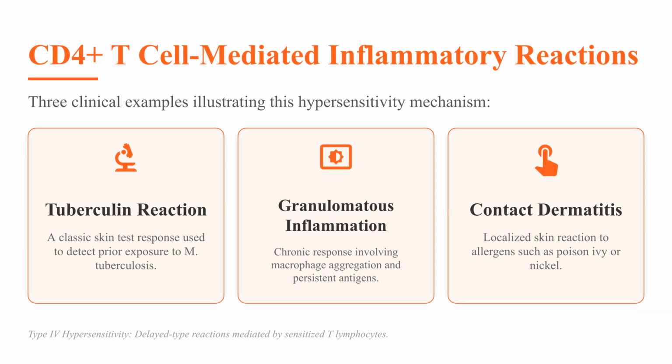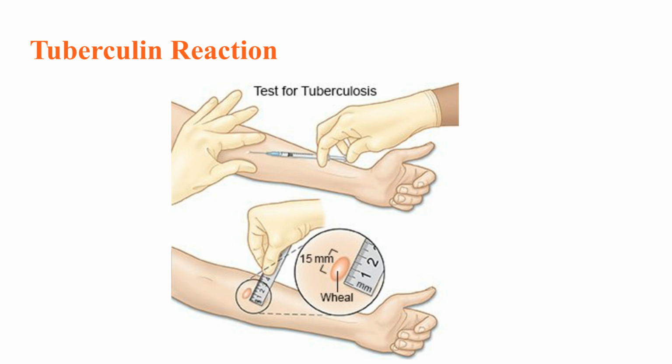We will now look at three classical clinical examples of the CD4 positive pathway: the tuberculin reaction, chronic granulomatous inflammation, and contact dermatitis. So first, starting with the tuberculin reaction. The tuberculin skin test is a classic diagnostic application of type 4 hypersensitivity. First, we inject purified protein derivative intradermally into the forearm.